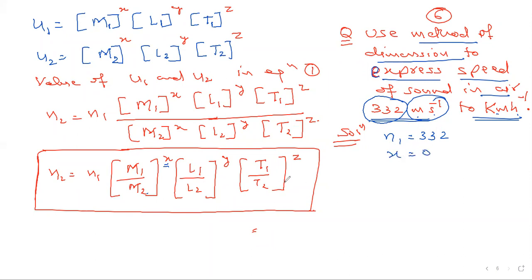L1 is meter, L2 is kilometer. And the value of the y is, you see, meter power 1, kilometer power 1, this is 1. T1 is second, T2 is hour, and the value of the z is -1. Got it? Now I will be substituting the values in this equation.